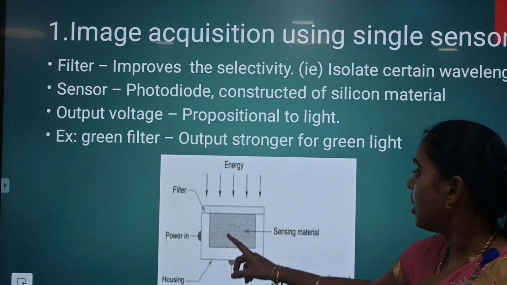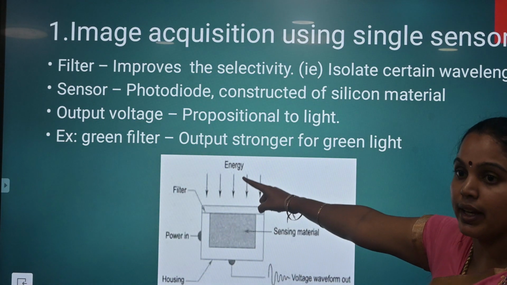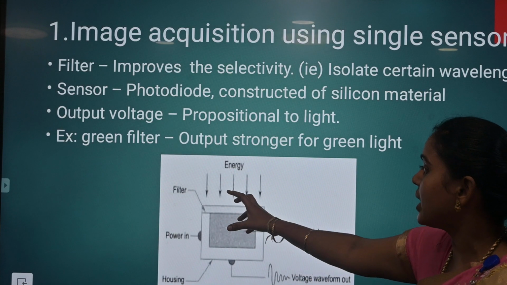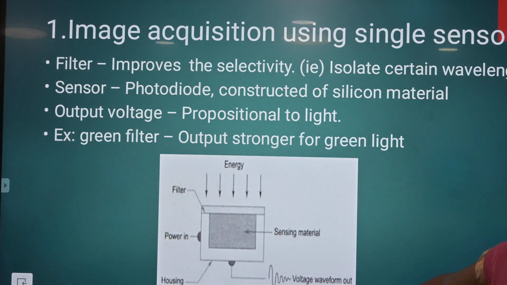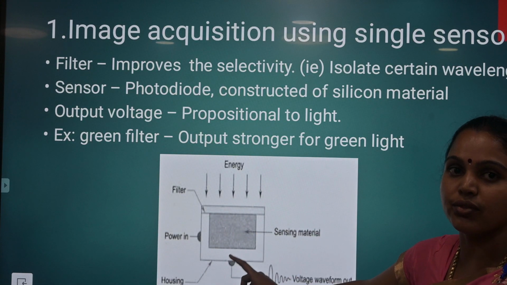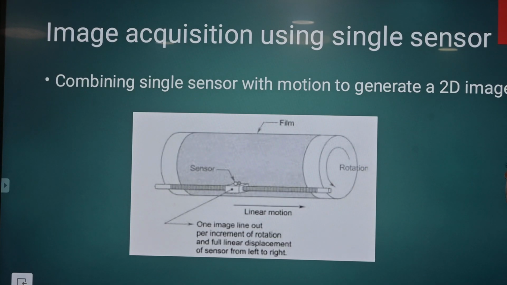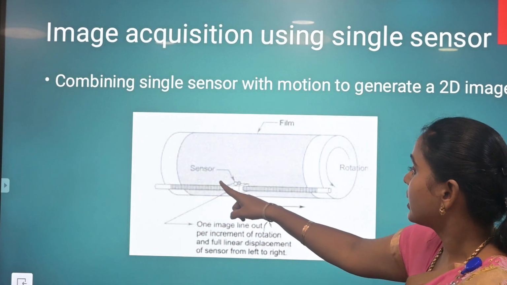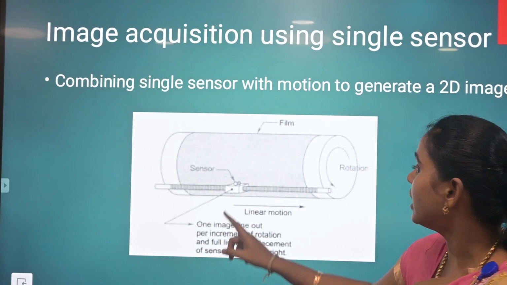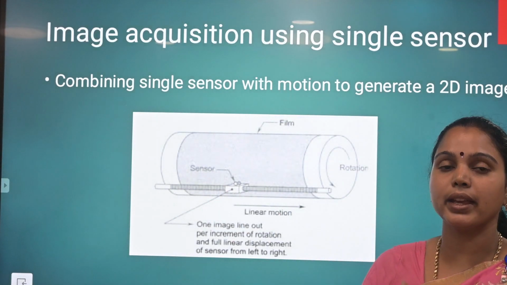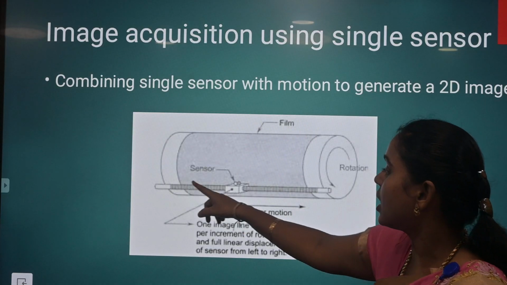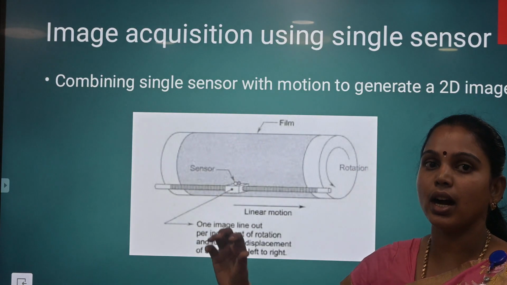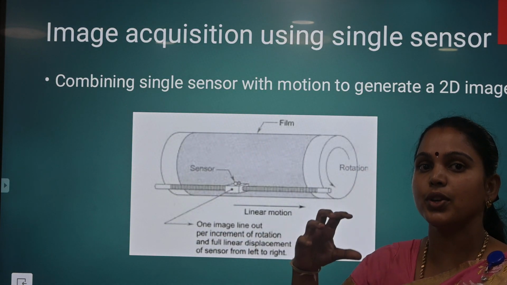This is our sensor. By using the sensor, that is our input energy that is reflected back from the object. So by using the filter, we are capturing the energy and converting it into the voltage level. So that is the function of the sensor. So that sensor is loaded onto a rod. So there is a linear movement in that rod. While we are making the acquisition, the sensor is moved from left to right to capture a single line of data. That is, pixel by pixel we are capturing the data.